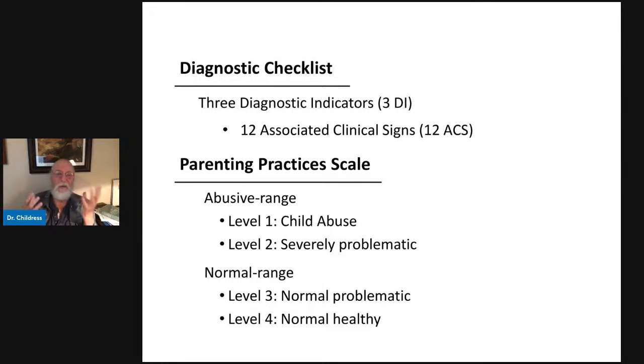And level 3 is kind of, not all parents are perfect. And in fact, most of them aren't. There's a little bumpy around every parent. And so you have normal range problematic. We put it on a treatment plan and improve a little bit, but it's not abusive. It's just normal range. Or we have level 4, which is normal range and healthy. There is nothing really going on, and this is a normal, healthy parent.